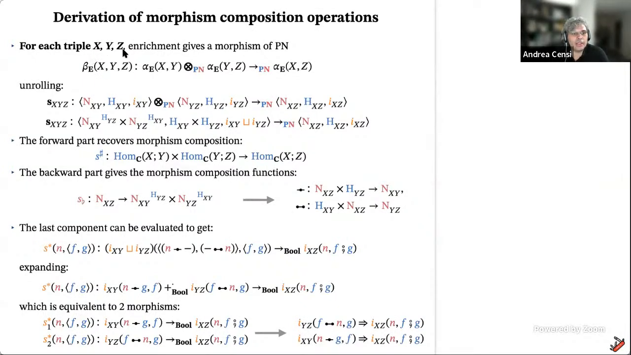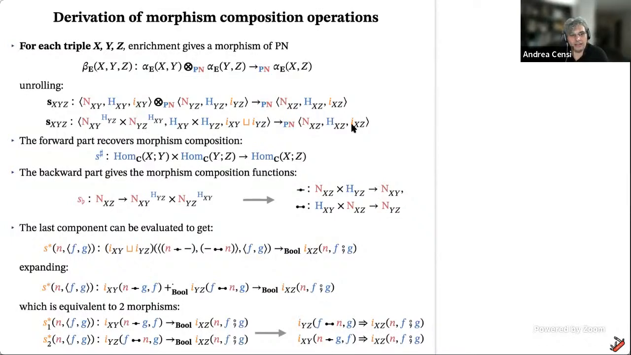Now for each triple x, y, z, you have this object, this morphism beta x, y, z, which is from the product of two objects to another one. Now I just expand this in our case. So each object for us now is a norphism, morphism, and incompatibility. And then I expand the definition of this tensor and obtain this morphism.